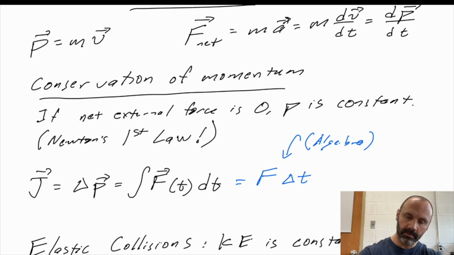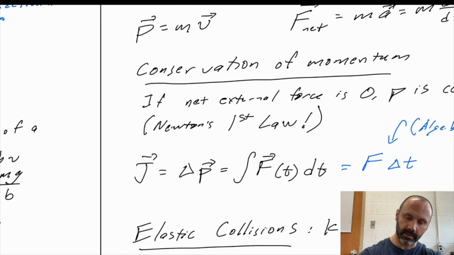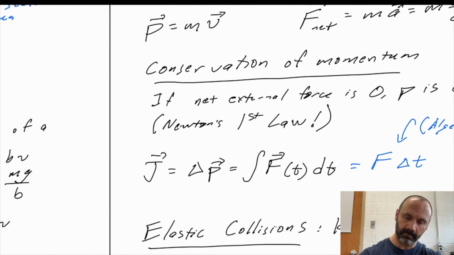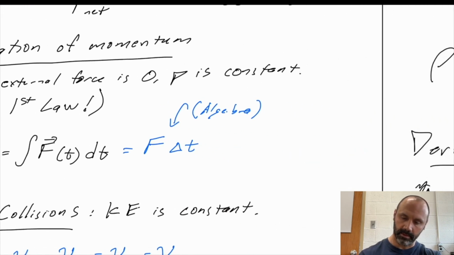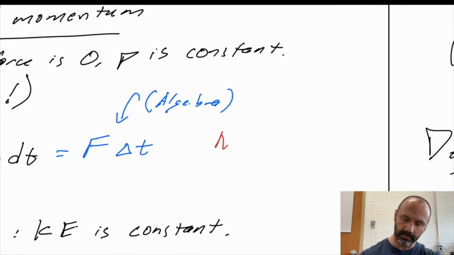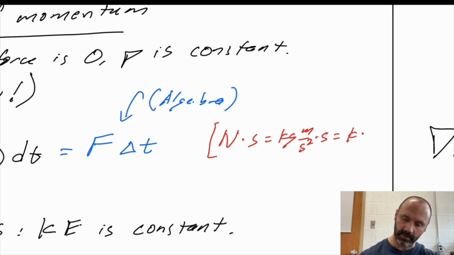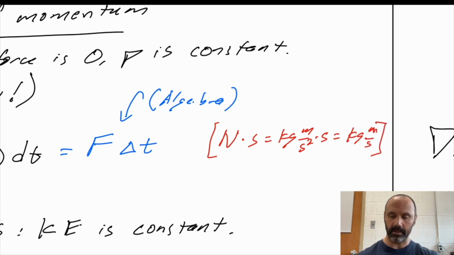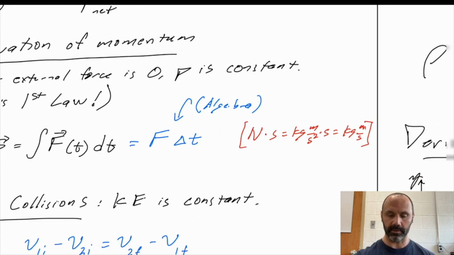Let's take a look at the units for this real quick. If we've got newtons times seconds, that is a kilogram meter per second squared times seconds. And the seconds cancel out, you get kilogram meters per second. And that is the set of units for momentum. So it works, right? Pay attention to the units.